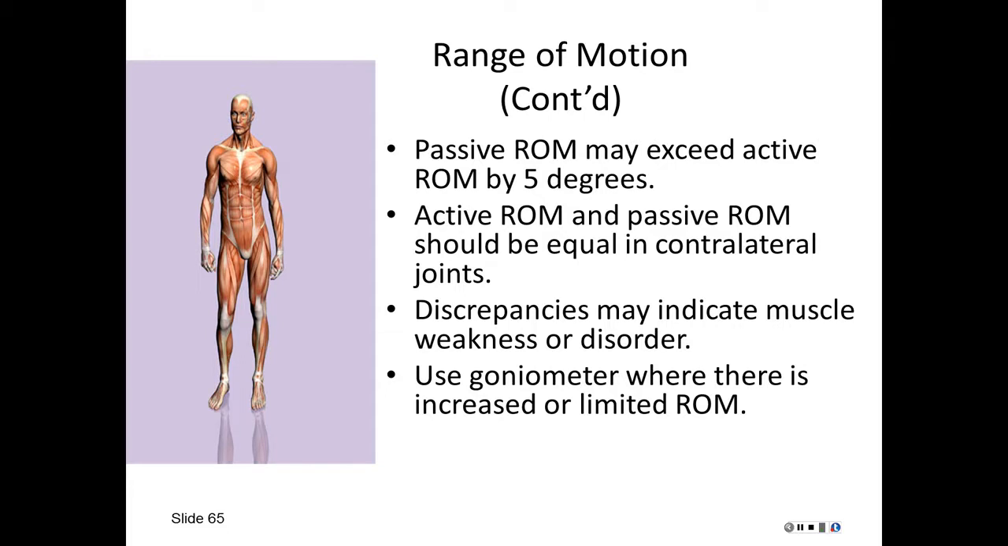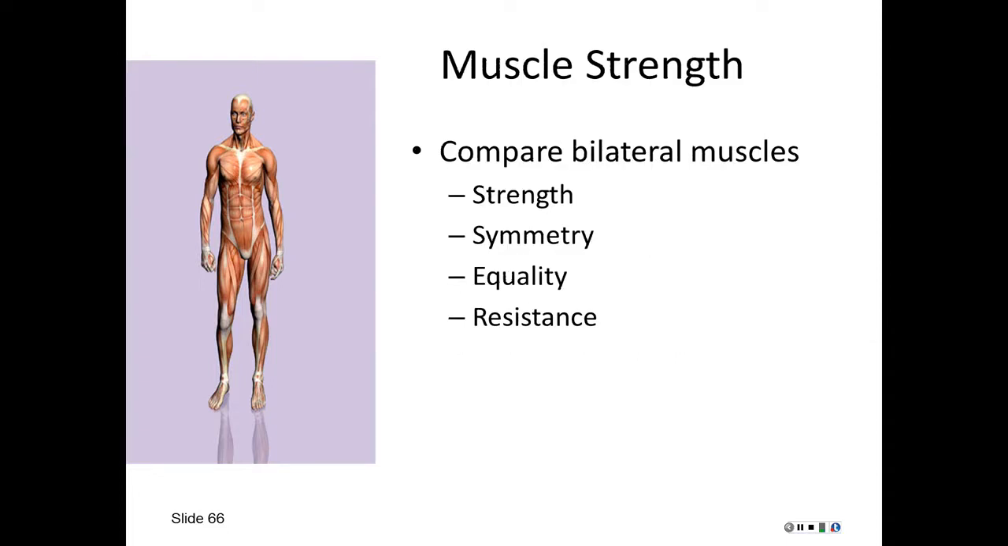And if there's any kind of discrepancy, you look at muscle weakness or disorders, and you can use a goniometer to see where it's increased or decreased range of motion. And I'm going to show you that in a minute. Here's what you look for in muscle strength, and compare side to side, or contralateral, which is the other way to say side to side, right-sided and left-sided.